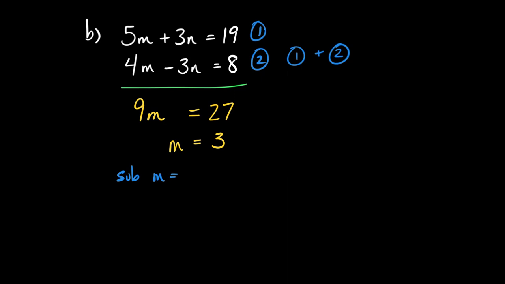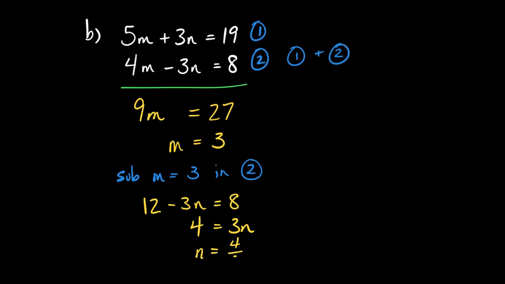I can now sub my m value back into one of my originals. And I'll be honest with you, I don't know if there's much difference between those two. I might sub it in to equation 2 only because the numbers are a little smaller. So I'm going to get 4 times 3, which is a 12, minus my 3n. I can now isolate my variable, and I divide out, and there's my 4/3. Nice.